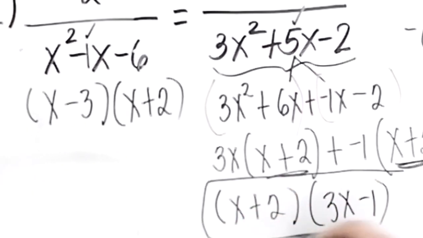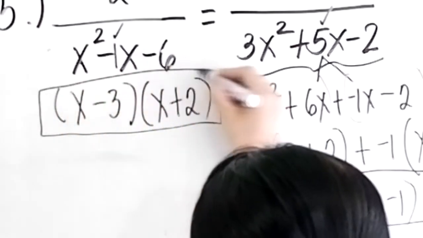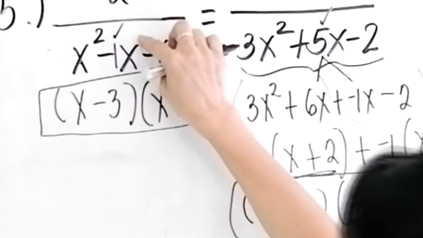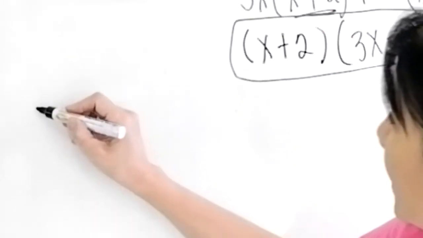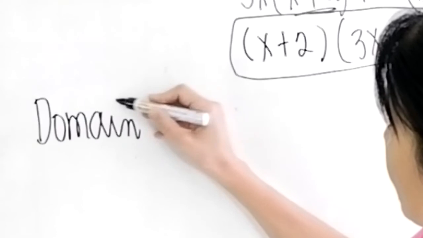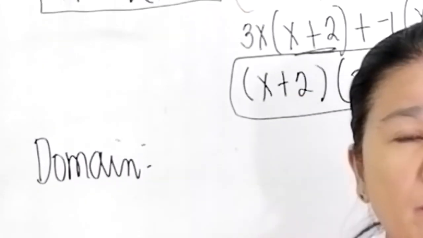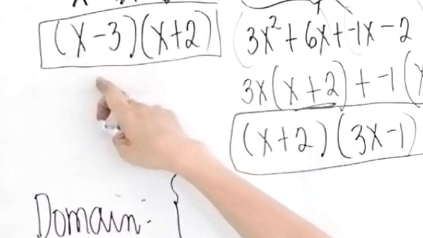These are the factors of your denominator here, and these are the factors of your denominator on the other side. Now, we can now find the domain. So what is the domain or the set of all possible values of your variable x? Take a look at this.